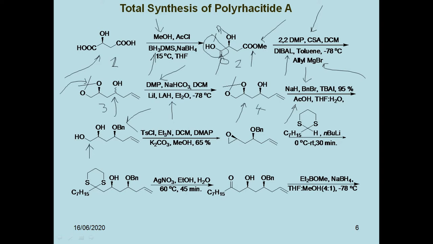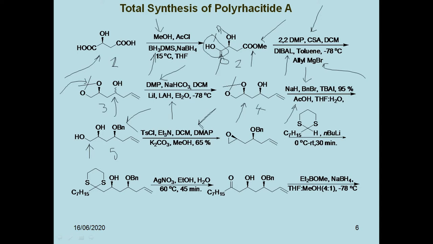So after getting the diol, what you have to do is treat this compound 5 with tosyl chloride, triethylamine, DCM, DMAP. So you are getting the primary tosyl. The primary alcohol reacts with the tosyl chloride and converts into the primary tosyl group, O-tosyl.